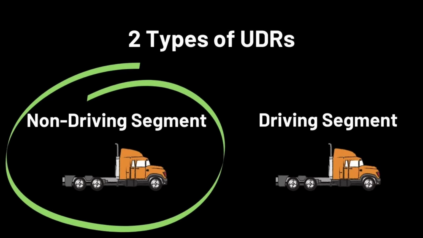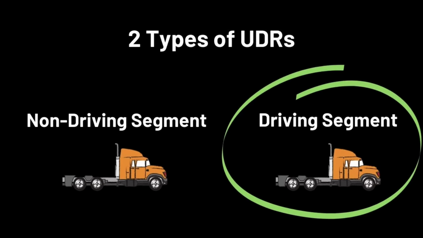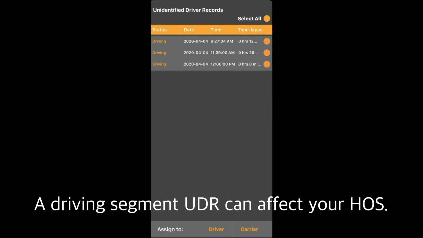There are two types of UDRs. One, a non-driving segment. Here's an example. This is when the vehicle's engine is on and running without a driver being connected to the ELD. Accepting this segment will not change your status, but it is required if you are behind the wheel. And two, the other type of UDR is a driving segment. Here's an example. This occurs when the vehicle was in motion with velocity 5 miles per hour or greater without a driver being connected to the ELD. This type of record can affect your hours of service.